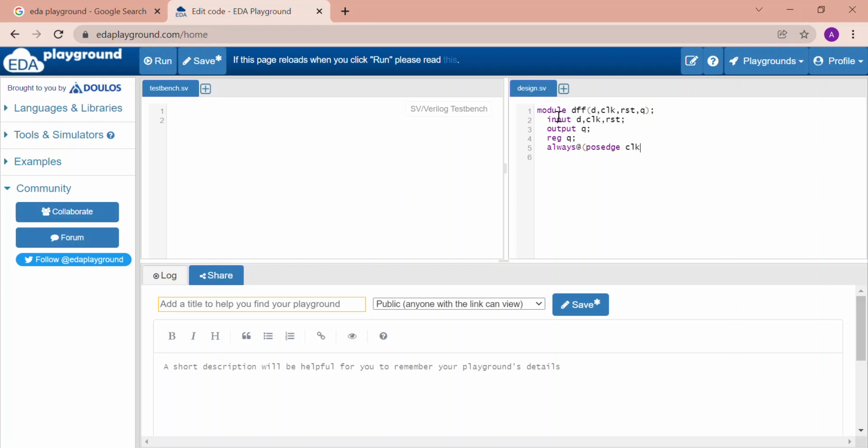positive edge of clock. So here positive or negative edge of clock will be required because we are dealing with the D flip-flop, not with the D latch. In a D latch we require level triggering. Begin Q. If a reset occurs, then our Q will be assigned to 0. Else our Q will be assigned to D, or it follows D.